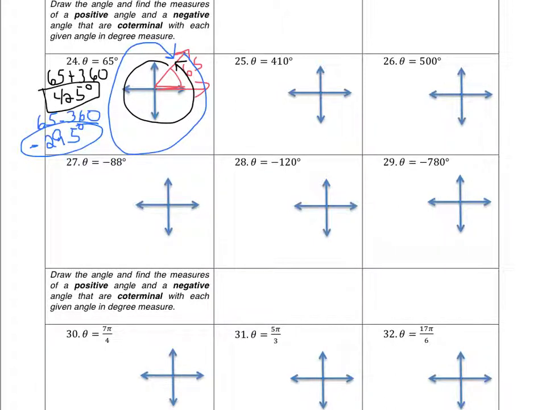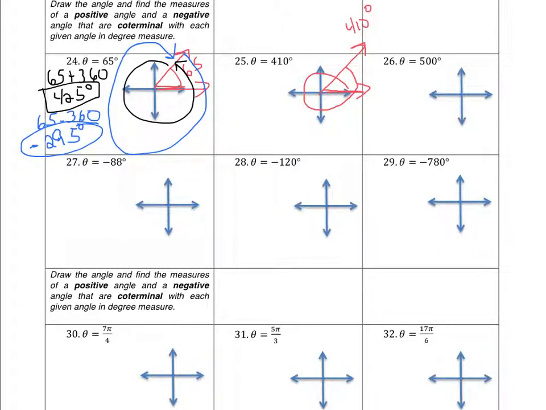Okay, for number 25, we start at our initial side, always positive x, and we're going to go 410. So that means positive, we went 360, plus how much makes 410? So we have 360 plus another 50, and we get that angle as 410.